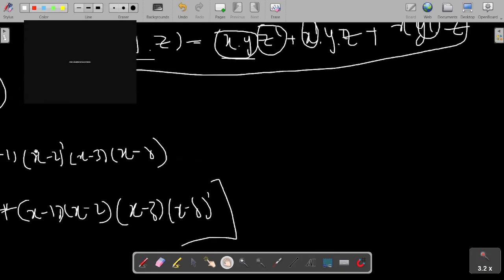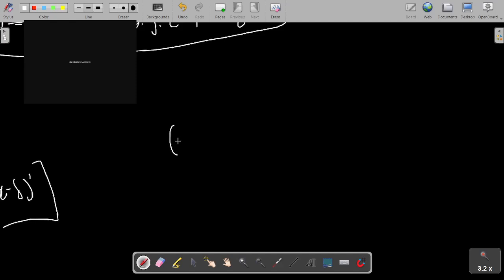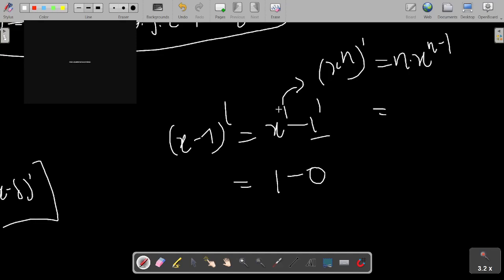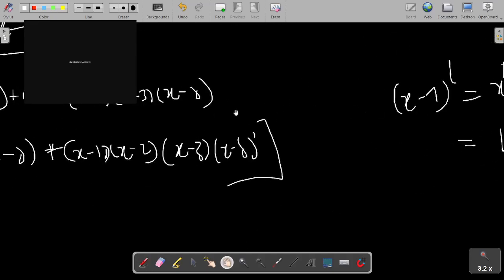Okay, so let's find the derivative of x minus 1. The derivative of x minus 1 is the derivative of x minus the derivative of 1. The derivative of x is 1, and the derivative of 1, a constant, is 0. Why is the derivative of x equal to 1? Using the x power n rule: the derivative of x power n is n times x power n minus 1. In this case n is 1, so this is 1 times x power 1 minus 1, which is 1 times x power 0. So this eventually becomes 1.